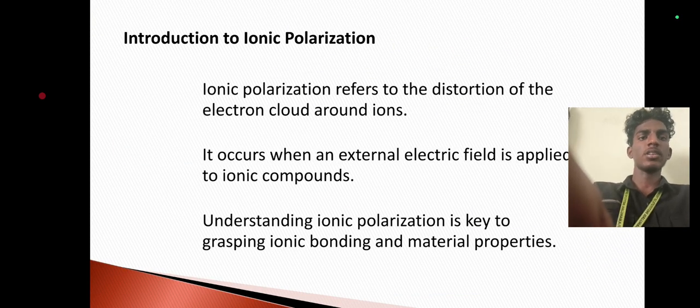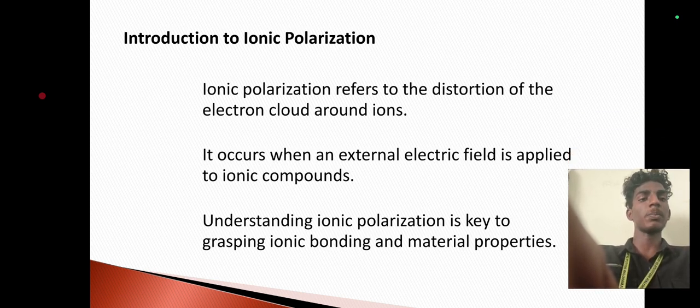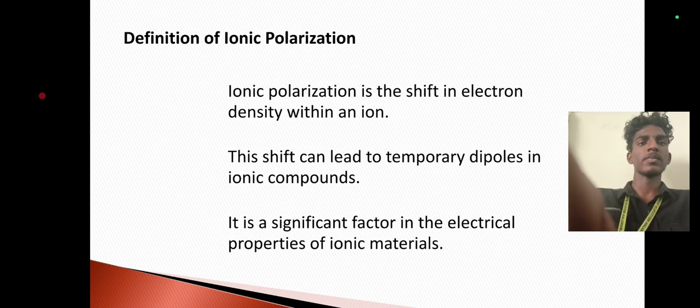Introduction to ionic polarization. Ionic polarization refers to distortion of the electron cloud around ions. It occurs when an external electric field is applied to an ionic compound. Understanding ionic polarization is key to grasping ionic bonding and material properties.